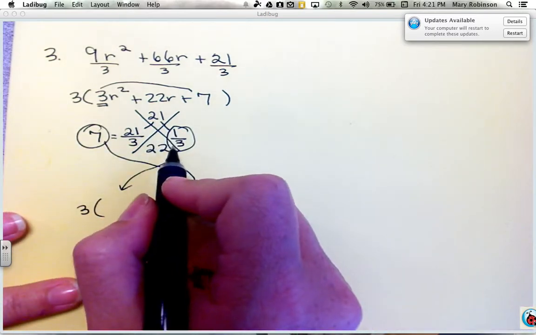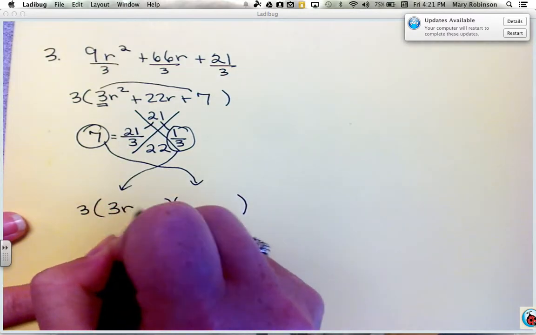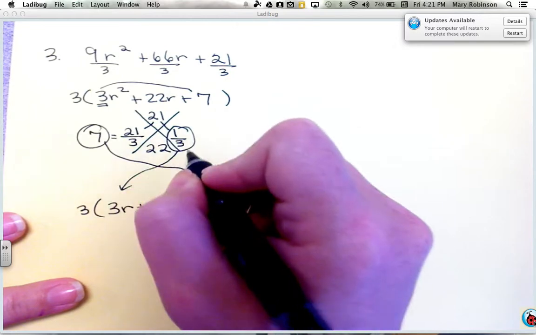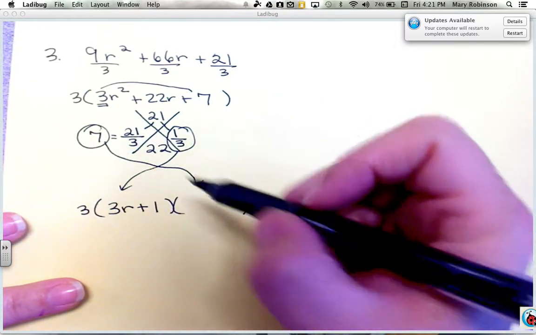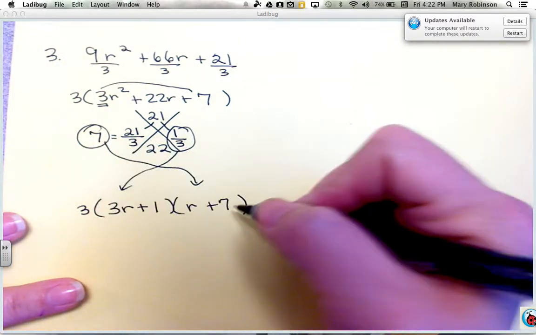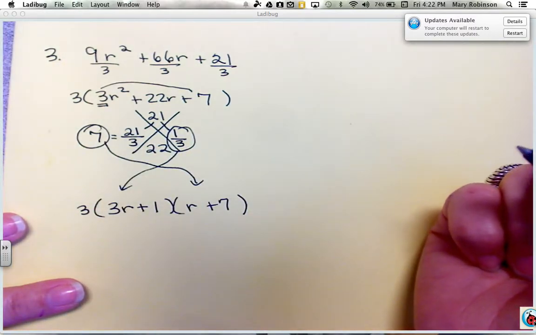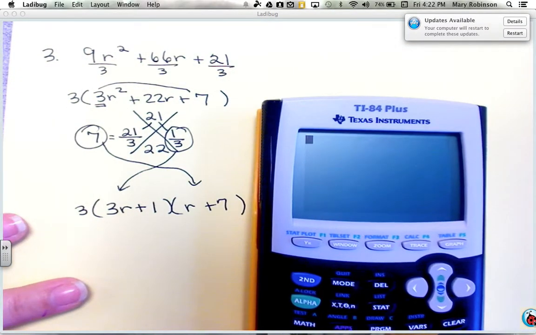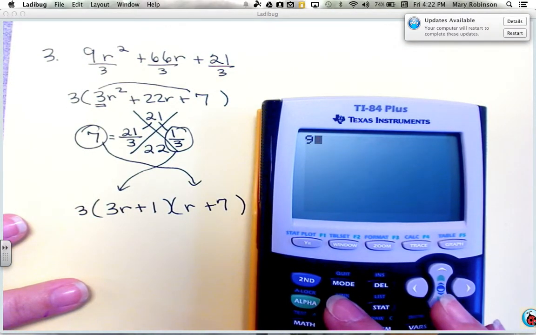So I put the 3 in front of r and simply write it as 3r plus 1 because my 1/3 is positive. And then I'm going to take my 7 and write it as r plus 7 because 7 is positive. So I feel pretty comfortable with it, but probably the quicker way would be to check my answer on the calculator.